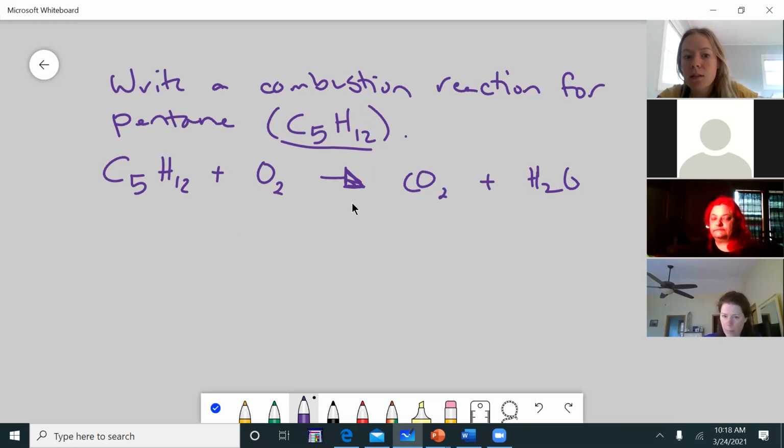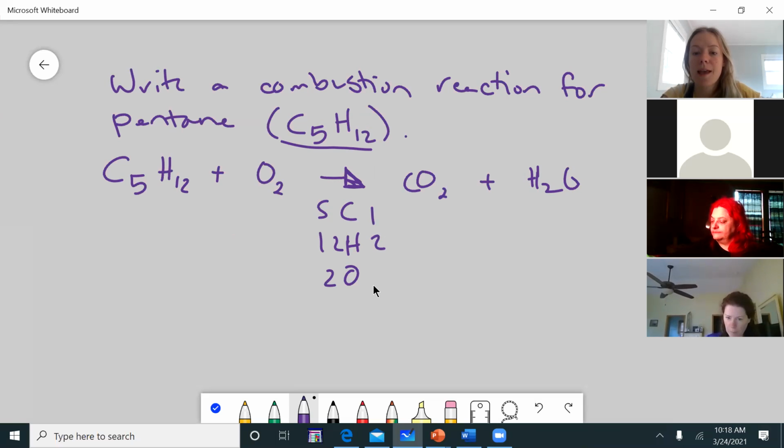Now you have to balance. So you have carbons, hydrogens, and oxygens. We have 5 carbons, 12 hydrogens, 2 oxygens. And on this side, I've got 1 carbon, 2 hydrogens, and 3 oxygens. Remember, when you're balancing for combustion reactions, do carbon first, then do hydrogen, then balance oxygen at the end and hope that it works itself out.